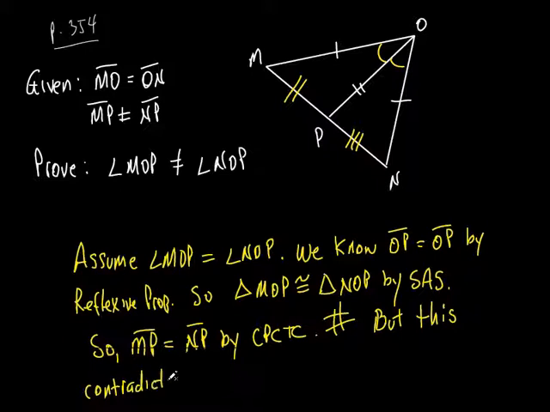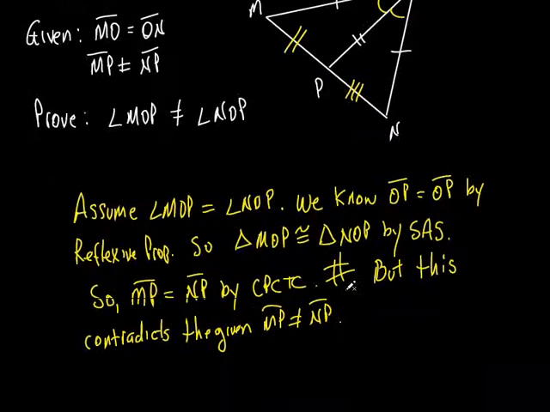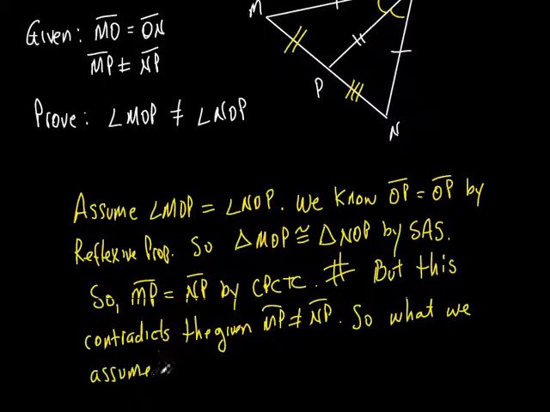We have to say what it contradicts. It contradicts the given, right, that says what? That MP is not equal to NP, right? So we showed our contradiction. This contradicts the given, so what we assumed is false. So what we assumed is false.